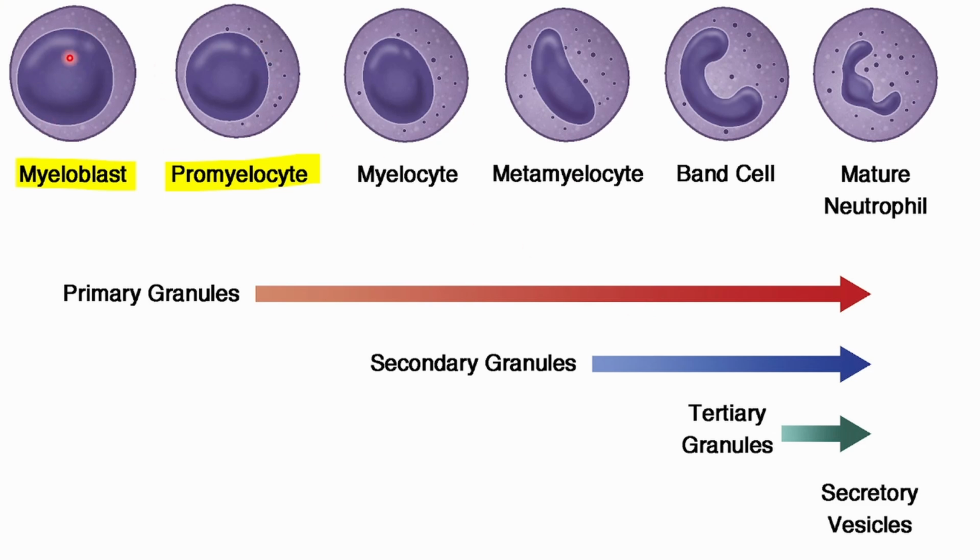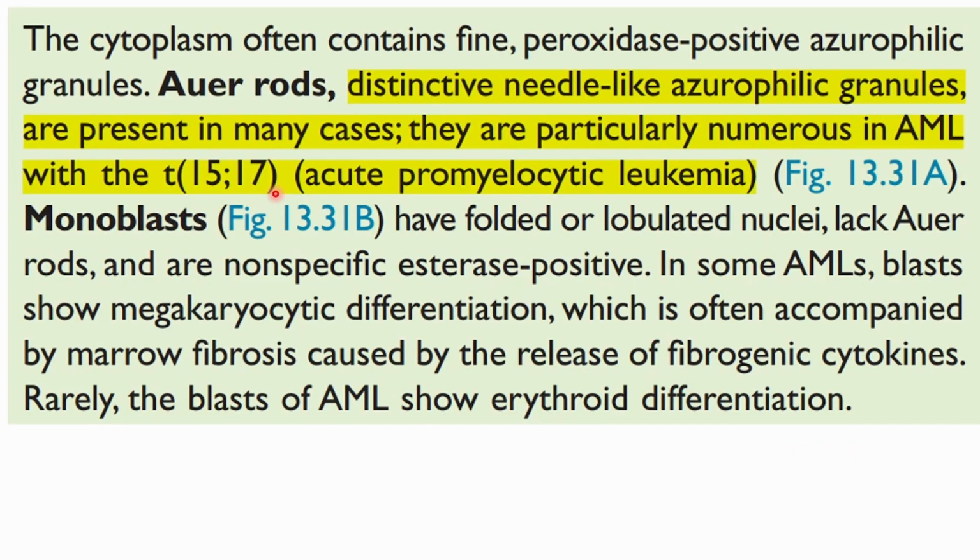But acute promyelocytic means this stage. First is myeloblast, then it will convert to promyelocyte, then myelocyte. When it is trying to grow into a mature neutrophil, it is not able to do so. It is somewhere here, stuck. Why is it stuck? Because of this gene mutation, the translocation of the 15th and 17th chromosome.